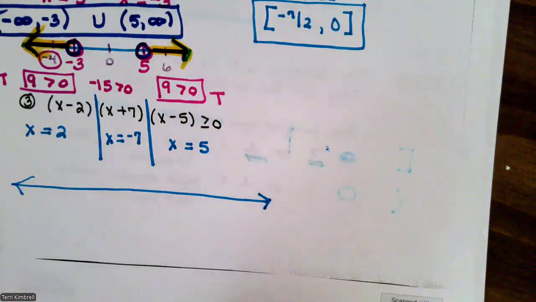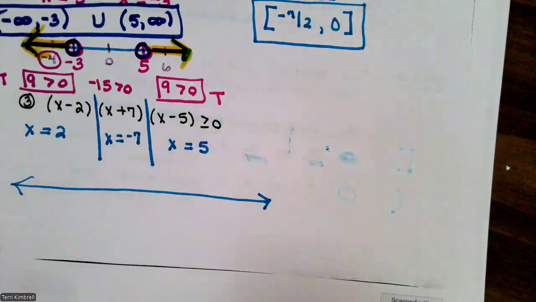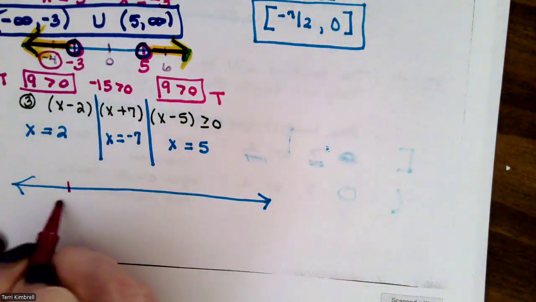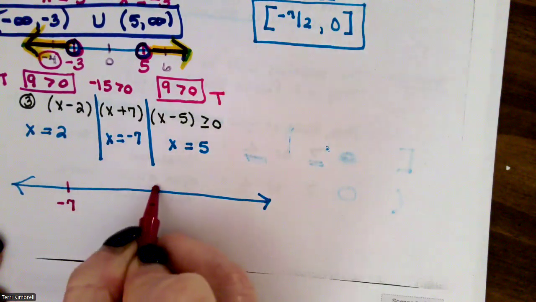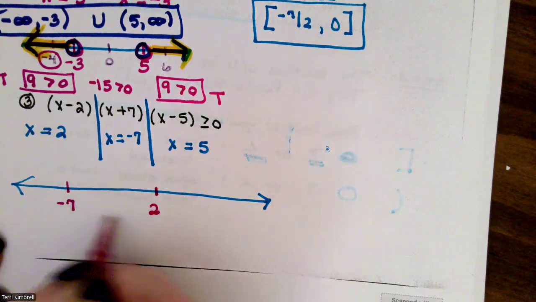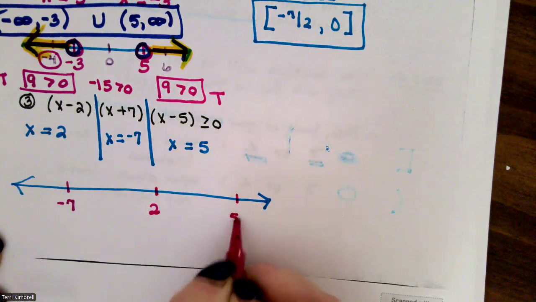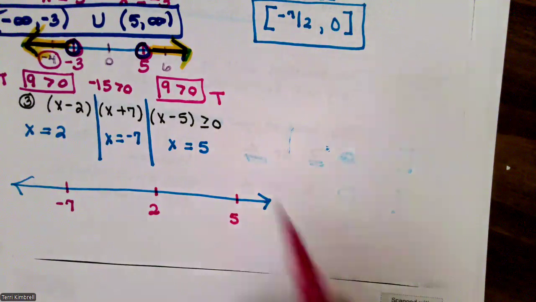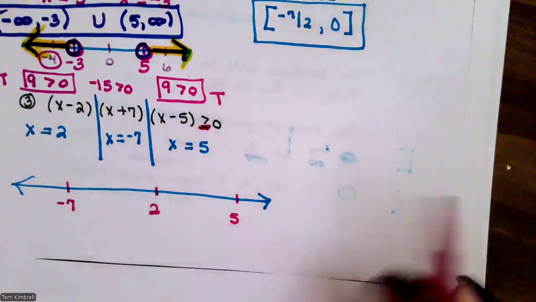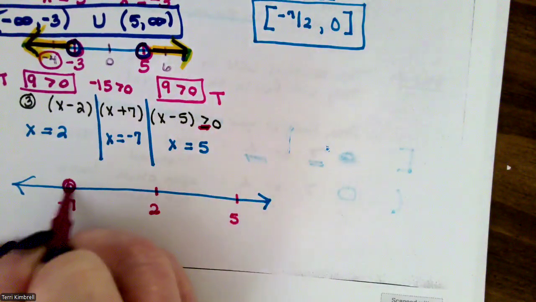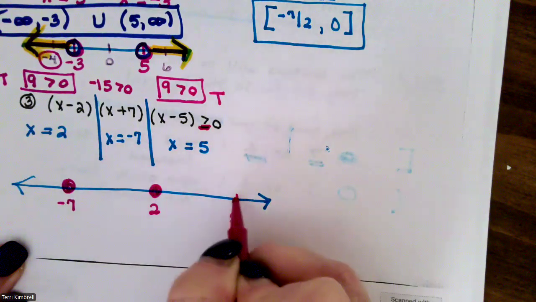We're going to draw the number line. You're going to start with the least, which is -7. The next one is 2. So you're putting them from least to greatest. And then you have 5. Before you start the problem, if the line is under it, go ahead and put closed circles there.